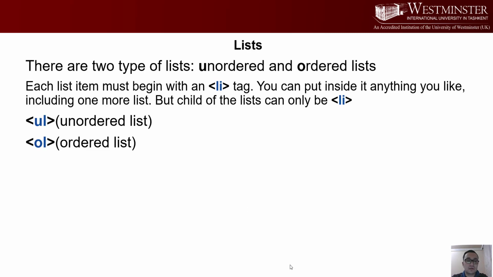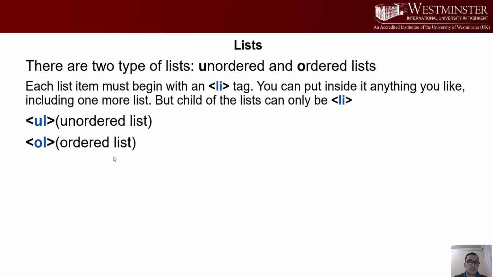Then we have lists. There are two types of lists, unordered and ordered lists. Each list item must begin with a li tag. You can put inside it anything you like, including one more list. But the child of the lists can only be a li item.